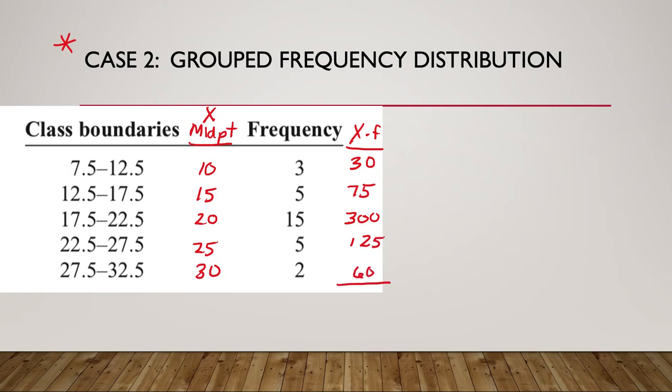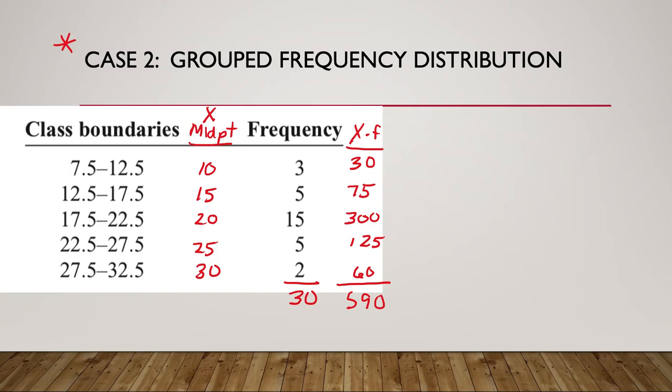Remember that you're going to add up any column that has a frequency value in it. So I'm going to go ahead and sum up that column. That gives me 590. While I'm adding, I'm also going to add up this frequency column over here because I know I'm going to need that. That's going to be 30.